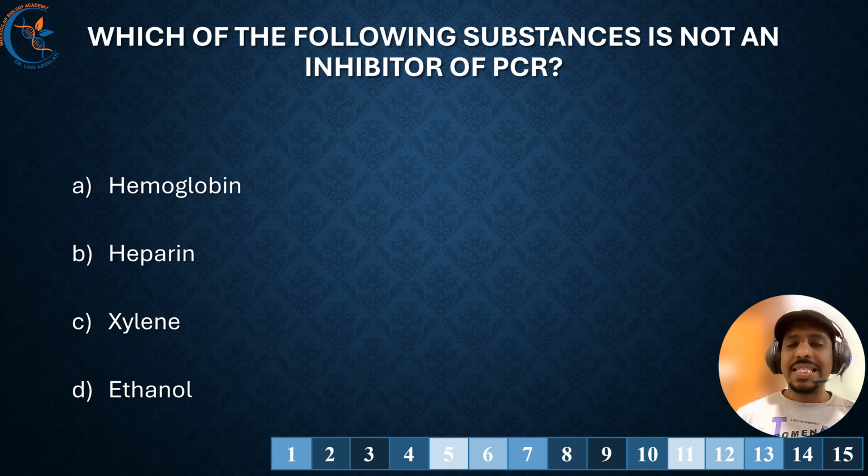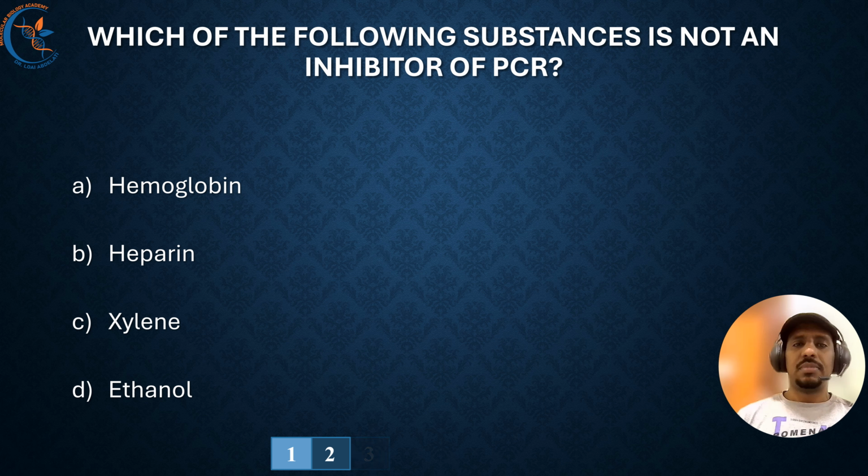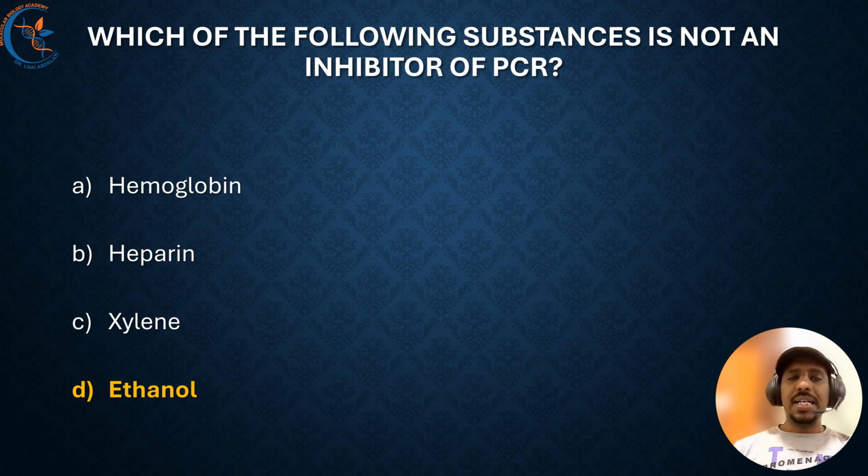Okay, next question. Which of the following substances is not an inhibitor of PCR? The correct answer is ethanol, okay? Substances like hemoglobin, heparin, xylene, phenol, xylene cyanol, and bromophenol blue are all known inhibitors of PCR. Okay?